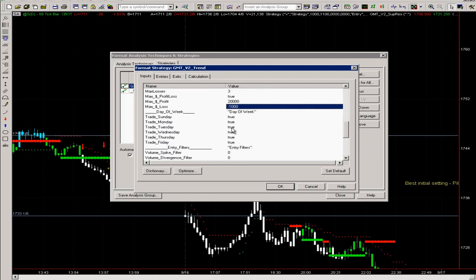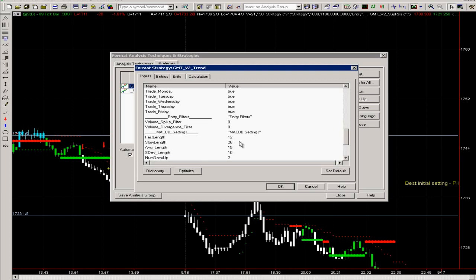So if you have a look here, you've got all days on: Monday, Tuesday, Wednesday, Thursday, Friday, and we have Sunday on there as well because we have some markets that trade on a Sunday. We've got no volume spike and no volume divergence filter on, and we're going to be talking a little bit more about that in the coming week.